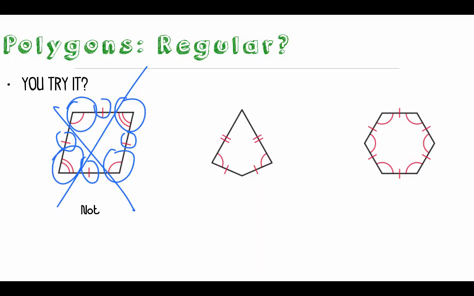Next, we take a look at this and we have an acute angle up here, an acute angle and an obtuse angle down here, plus our sides are of different lengths. So this one is also not regular. Last but not least, we have this one. This one fits all of our criteria for being regular. It is a regular polygon.